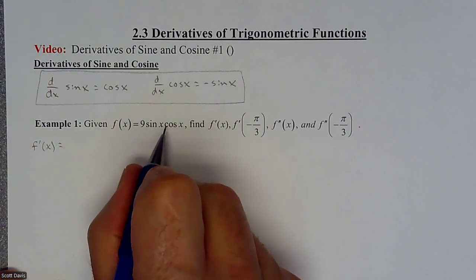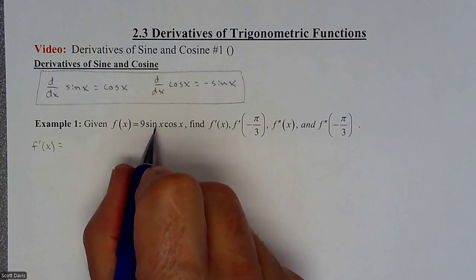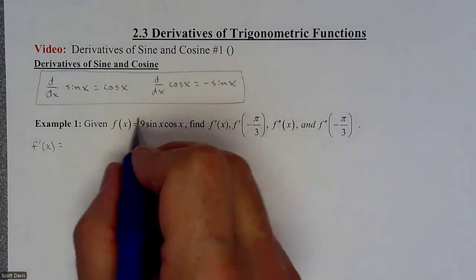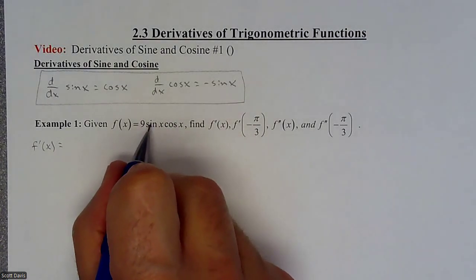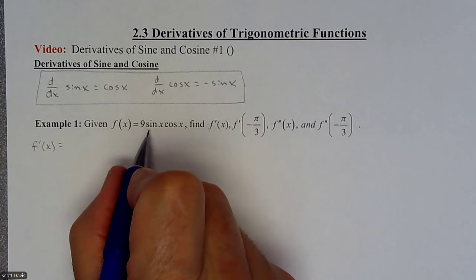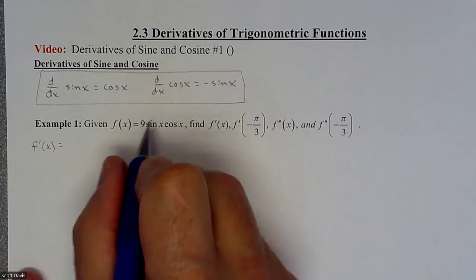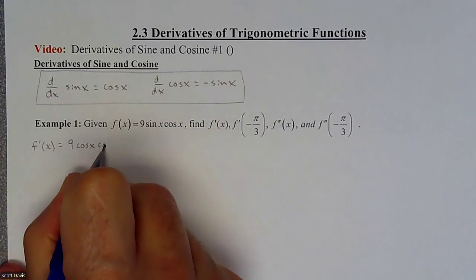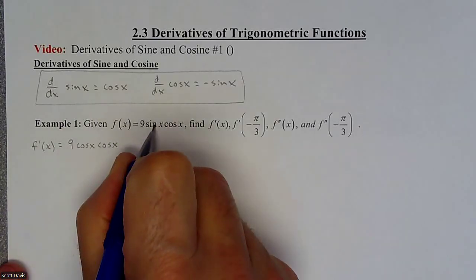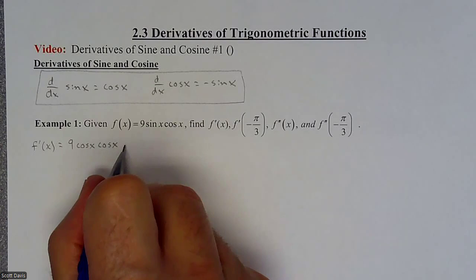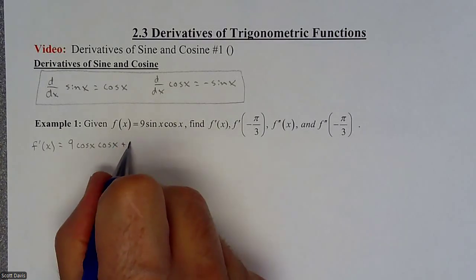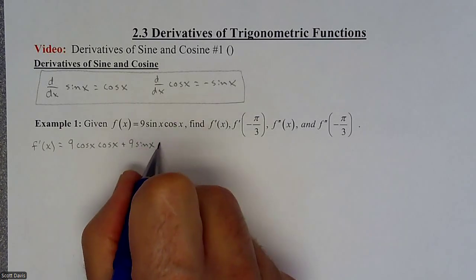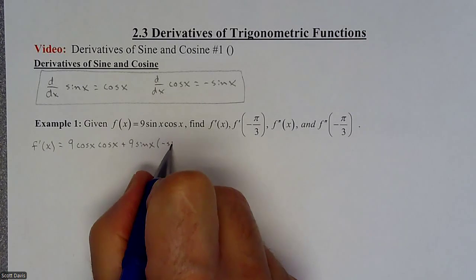Let's do our derivative. Now we have a product rule that's happening here. So we're going to be doing the derivative of the first times the second. We'll go through the whole process here. We're going to clump the 9 onto the sine. So we have 9 cosine x times cosine x, the derivative of the first times the second, and then plus the first times the derivative of the second. And the derivative of cosine is negative sine.